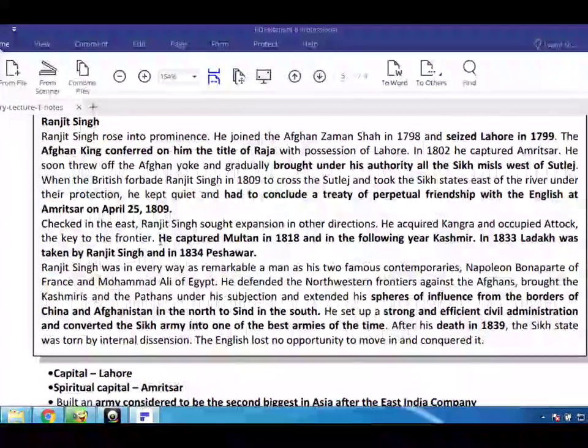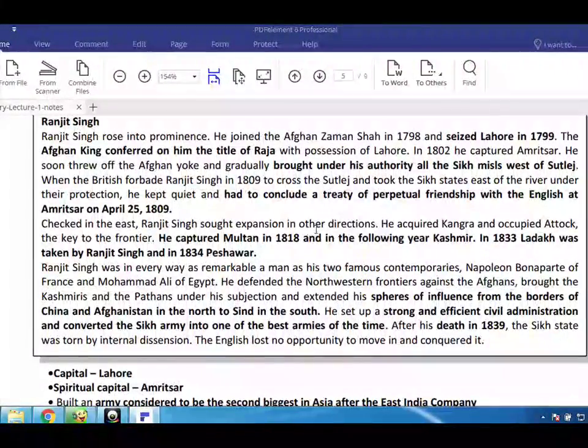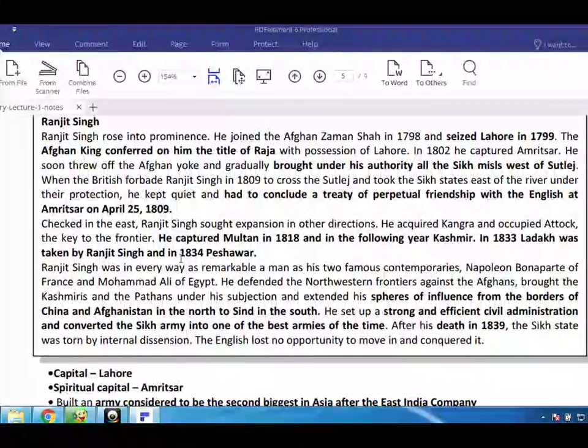Checked in the east, Ranjit Singh sought expansion in other directions. He acquired Kangra and occupied Attock, the key to the frontier. He captured Multan in 1818 and in the following year Kashmir. In 1833 Ladakh was taken by Ranjit Singh, and in 1834 Peshawar.